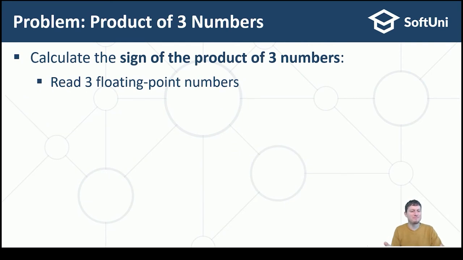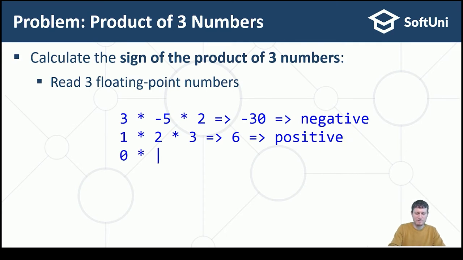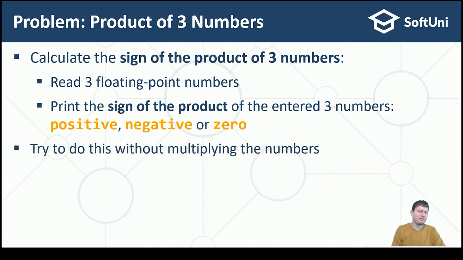Okay, the next problem is called product of three numbers. We need to calculate the sign of the product of three numbers. Not the product, but the sign. For example, if we have 3 multiplied by minus 5 multiplied by 2, this is, in fact, minus 30. So the sign is negative, right? And if we have 1 multiplied by 2 by 3, it is 6, and it is positive. And if we have 0 multiplied by 4.5 multiplied by 3, it's 0, and the sign is 0. Okay? We enter 3 floating point numbers, and we print positive, negative, or 0.